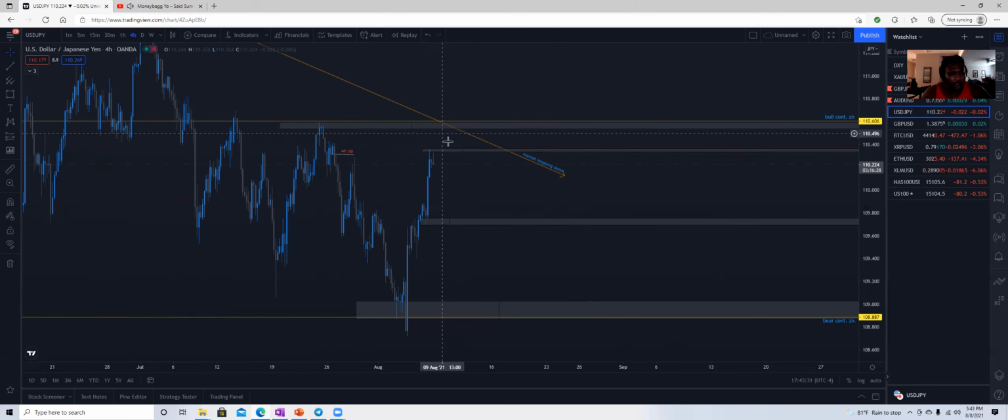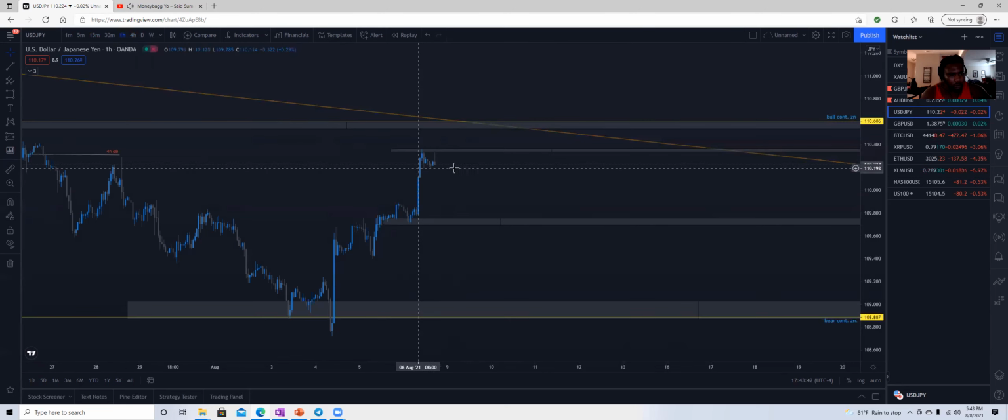So mark that up. Mentally, psychologically, I know why price is turning around right here. It just tapped in and grabbed some orders. You know what I'm saying? So if I trade UJ, I want to grab some shorts, break and retest this area right here potentially.